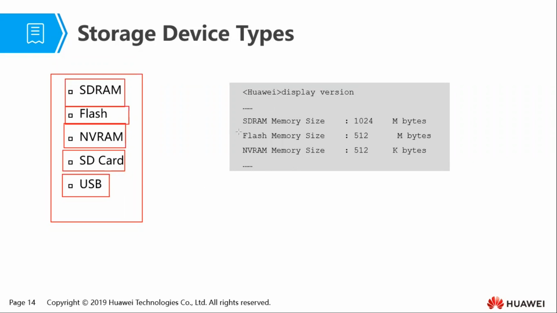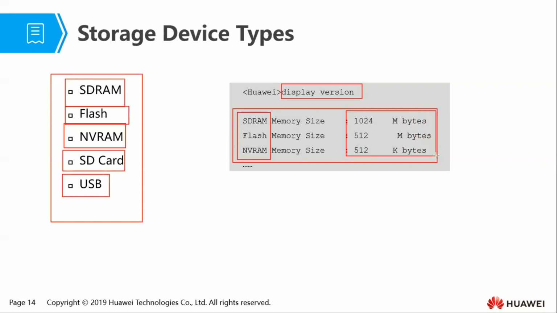If you want to see the different storage types that are currently on your device, you use the command display version. So here we can see that you have this DRAM, the flash, and the NVRAM. The display version command is important because it also tells you the size of that particular storage device. So if we had also plugged in a flash disk, it could have also appeared in this particular list.